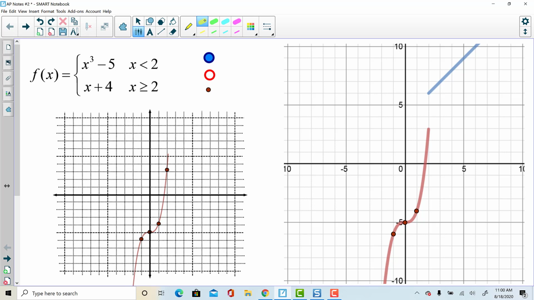Okay, and now you know that we're only supposed to graph this function when x is less than 2. So we're going to have to remove all the rest of this stuff here. Since 2 is an endpoint, we're going to have to plug in a point.